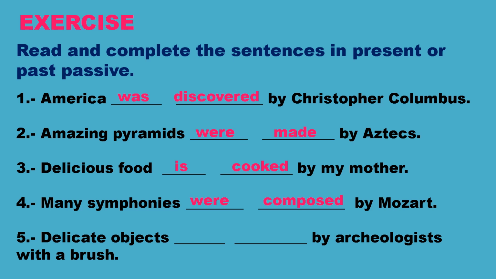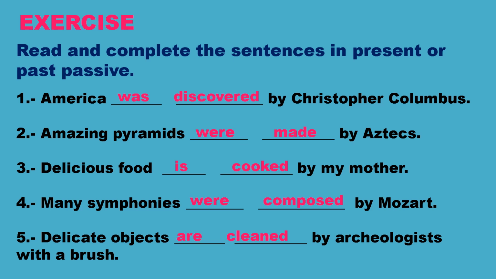Number five. Delicate objects by archaeologists with a brush. What do the archaeologists do with delicate objects they find? Pay attention, children. We are talking in present. Delicate objects. Is or are? What could be the verb? What do they do with a brush? All right, very good. Are cleaned. Excellent, children. You are excellent students and very intelligent.